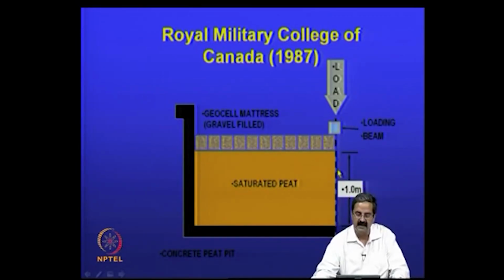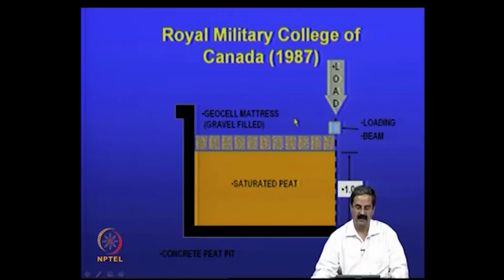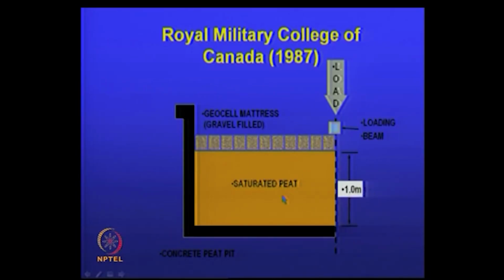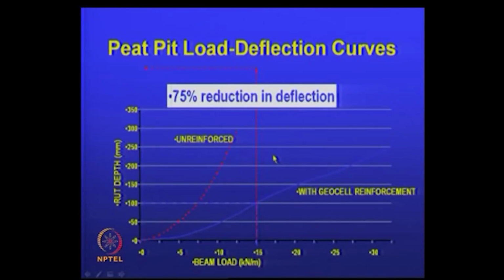And some experiments that people have conducted, in fact, at the Indian Institute of Science also a lot of experiments have been conducted on geocells, and this is one of the earliest examples, actually given by Professor Bathurst in Canada. This is a saturated peat, an organic soil, and then they filled up to 1 meter level, and then the load is applied. It is a geocell mattress with gravel filled in. And once it is loaded, you can see the difference.